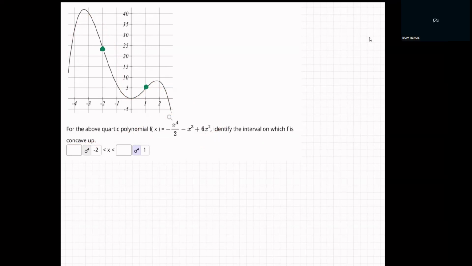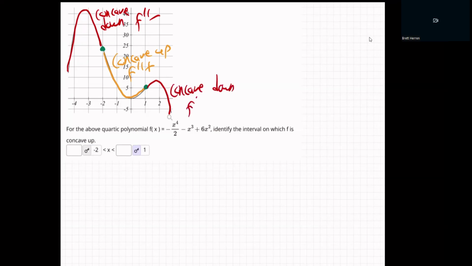That looks like it's changing concavity, right? It looks like this is a bowl turned down. It's concave down, which means F double prime is negative. Remember, the second derivative is concavity? And then a section right in here that looks like a bowl turned up. That looks like concave up, which means F double prime is positive. And then another section where it goes back to concave down, which means F double prime is negative again. So you can kind of see it: bowl turned down, bowl turned up, bowl turned down.